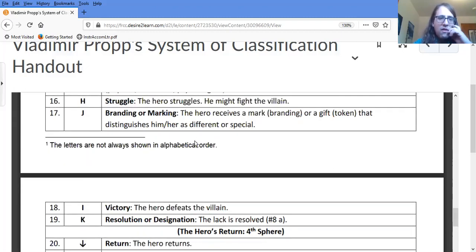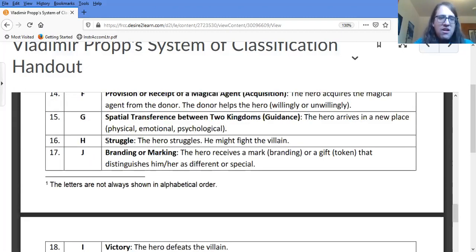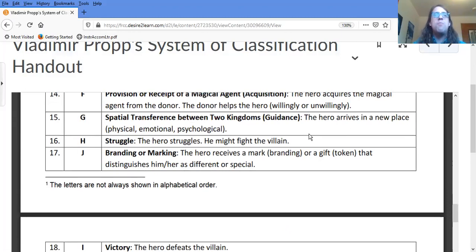I want to be careful about the names here. For instance, there's a function named struggle, and that's Propp's letter H. So the hero struggles. He might fight the villain. I actually disagree with what the handout says here. I think struggle is just reserved for when the hero specifically fights the villain. So if the hero confronts the villain, that is the struggle. But it doesn't mean any struggle that the hero participates in.